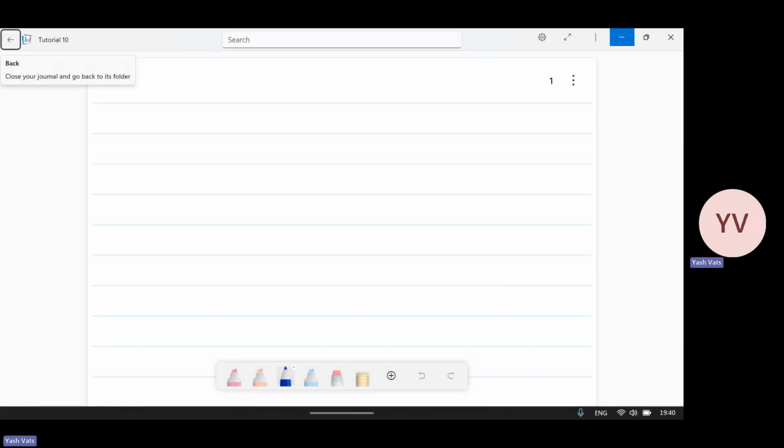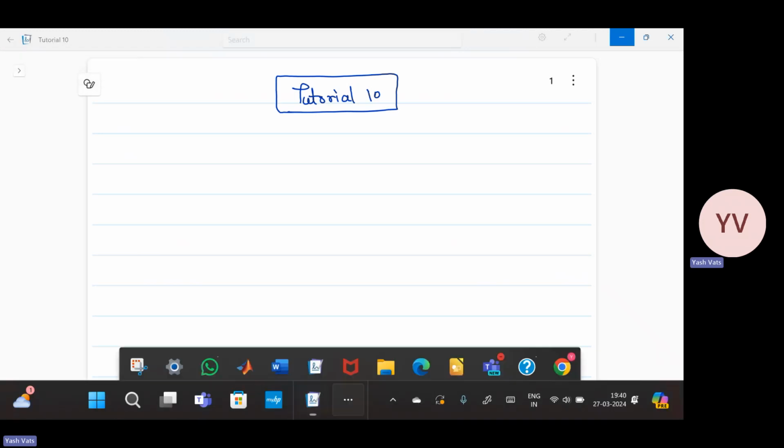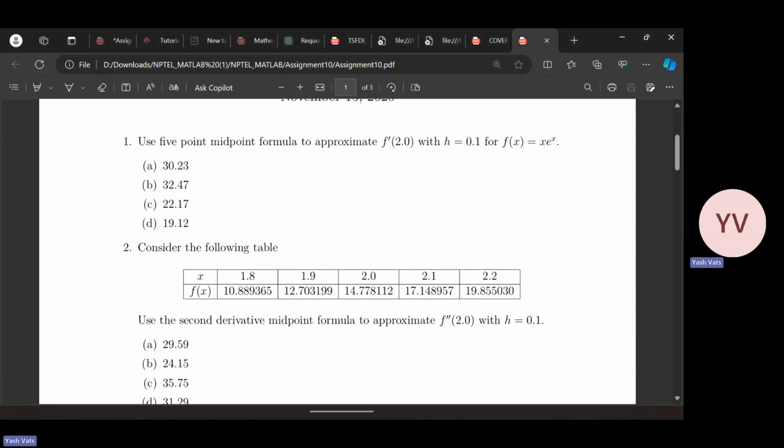So this tutorial is tutorial number 10, and we will discuss some of the methods that may be required for you. New methods, right? So let's take this question from here.